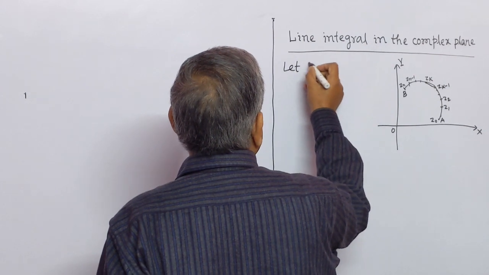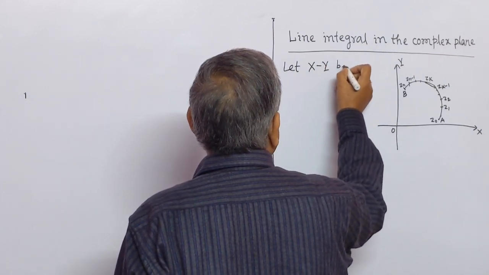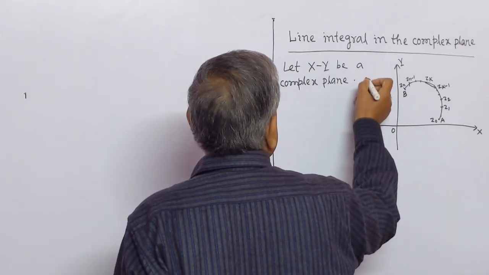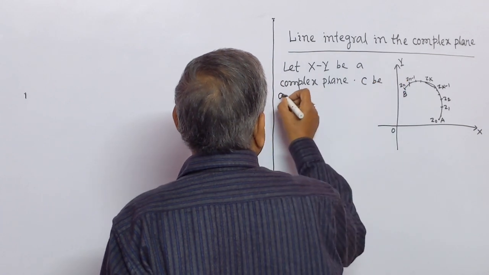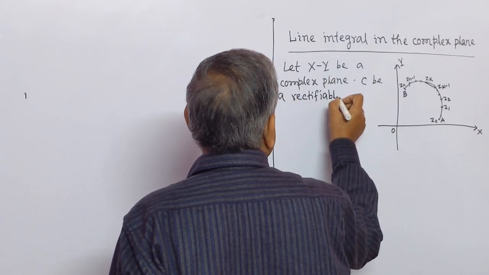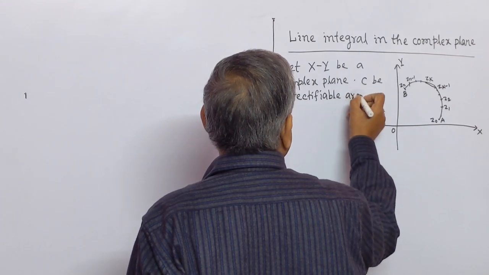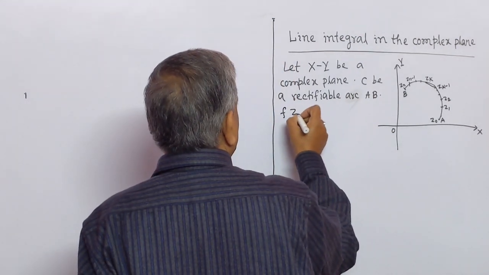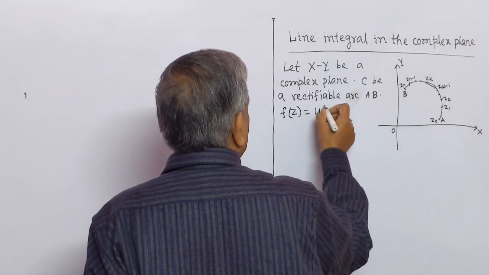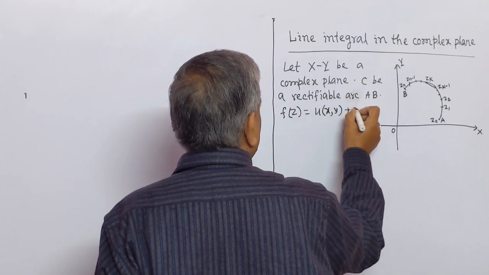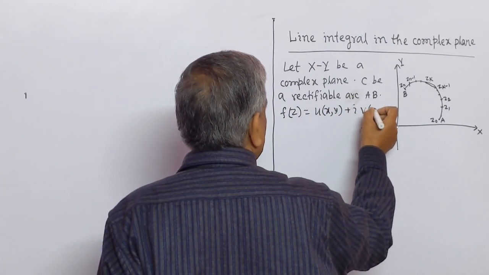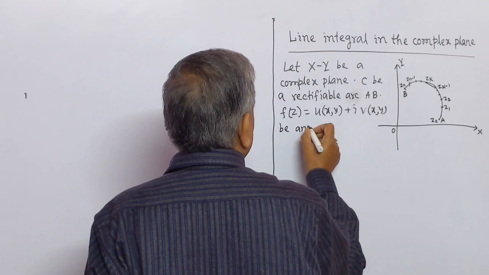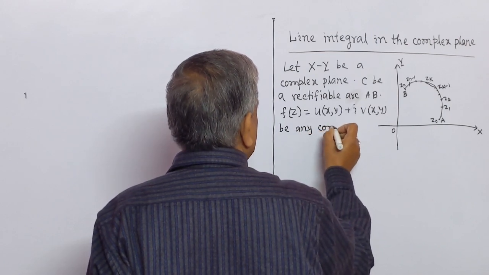Let xy be a complex plane, C be a rectifiable arc AB, and f(z) equal to u(x,y) plus i v(x,y) be any complex function.